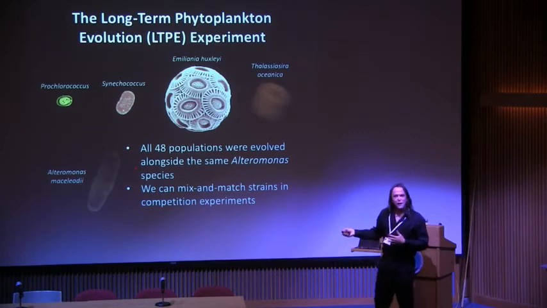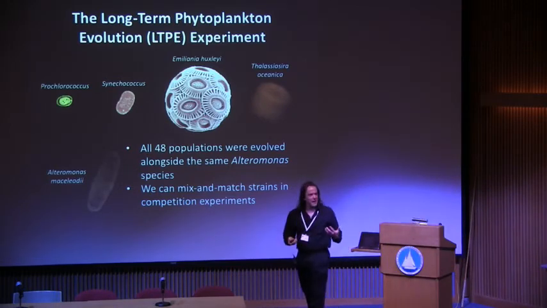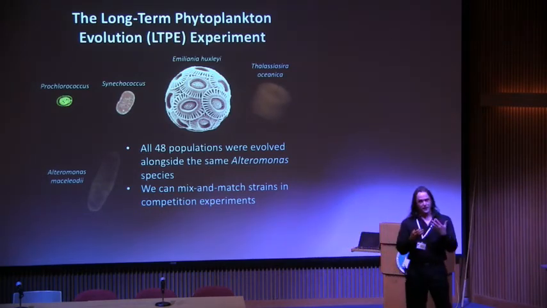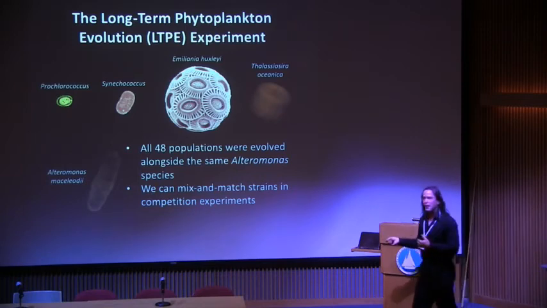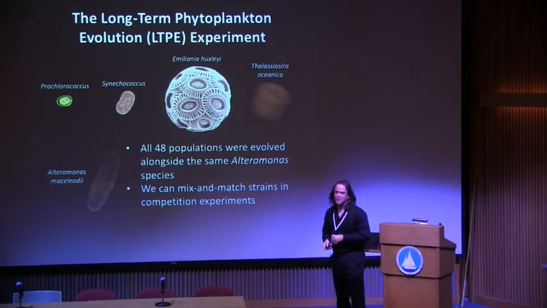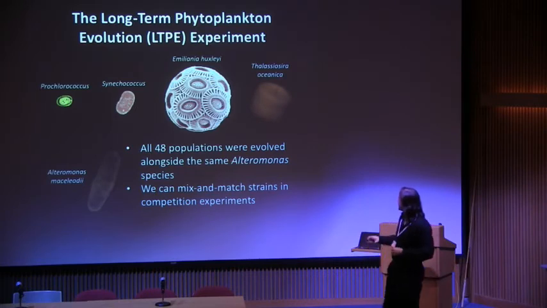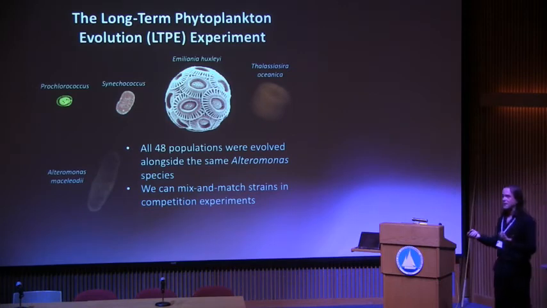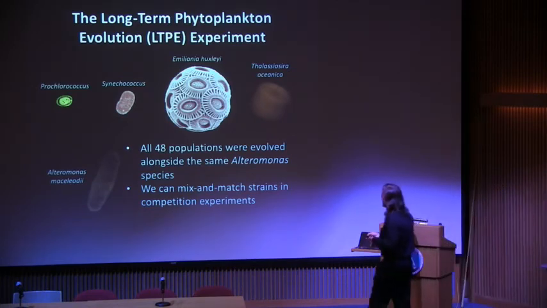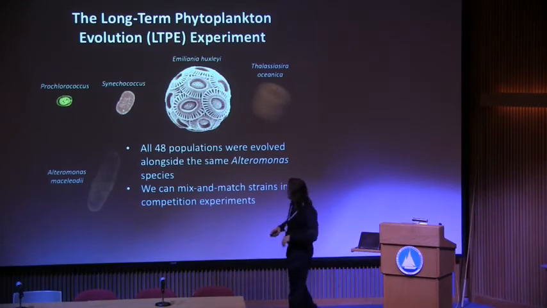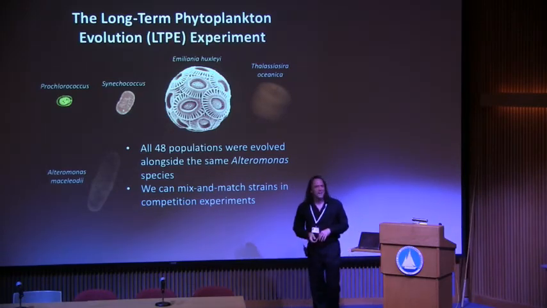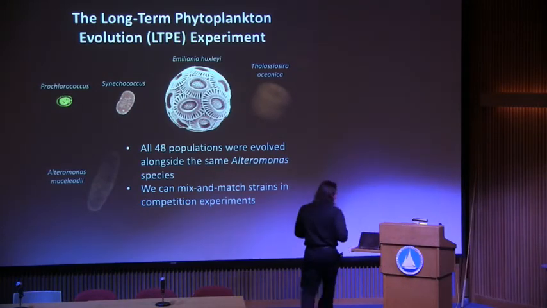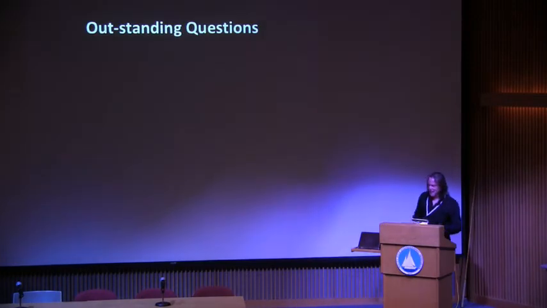So now, having seen how important these interactions are, we're kind of happy that we did this because we now have 48 populations of Alteromonas cultures evolved under different regimes with 4 different kinds of phytoplankton, right? So we can separate them, we can mix and match them, we can see how their phenotypes have changed, how their responses to the presence of the phytoplankton have changed. I was hoping I was going to be able to show you some of the genetic data from the end of this experiment, but the sequencing guys are kind of slow.